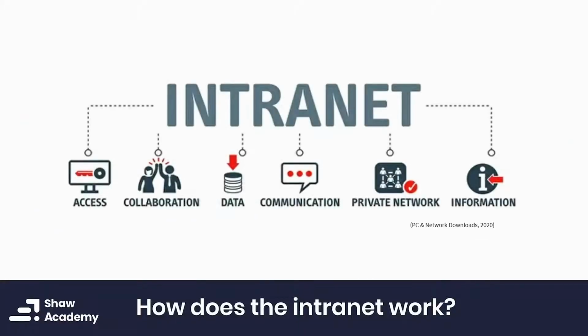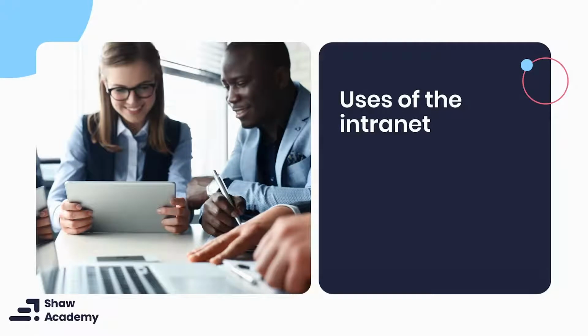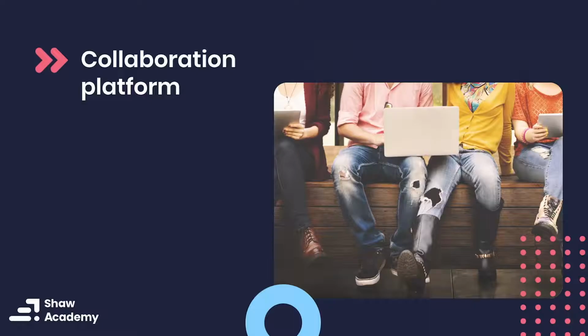Here is a diagram summarizing how the intranet works in a neat nutshell. So basically, an intranet helps big organizations to communicate efficiently. The intranet is used to communicate in three main ways in a company: as a collaboration platform, internal web platform, and a distributed platform. The word collaborate means working with someone to produce something.